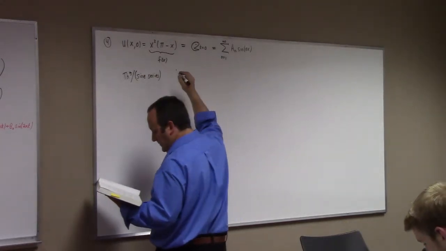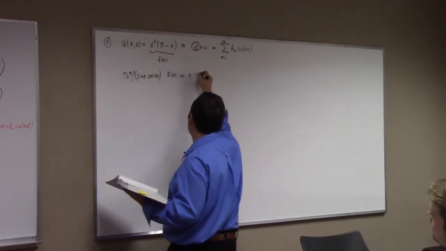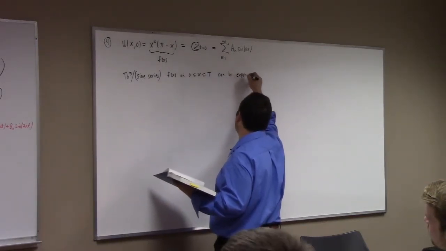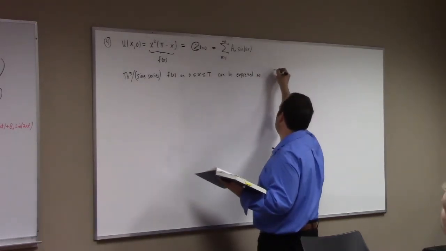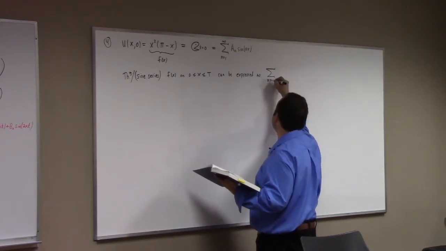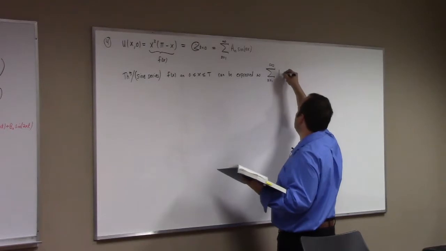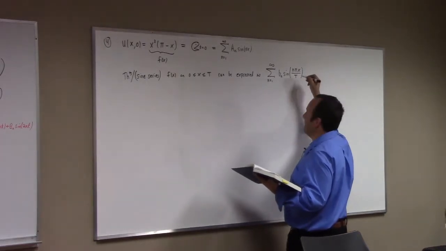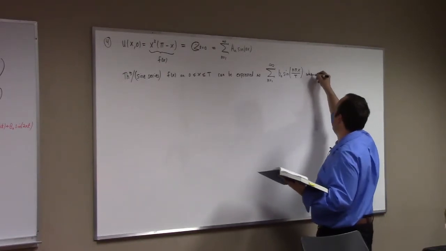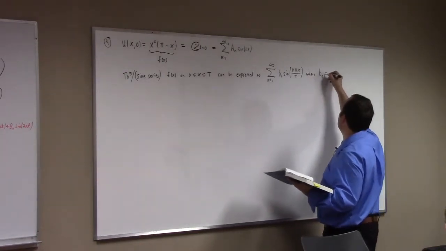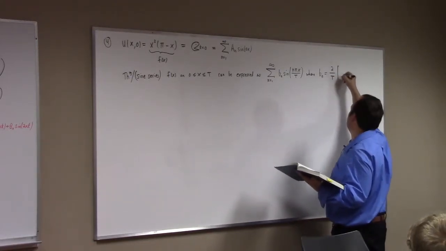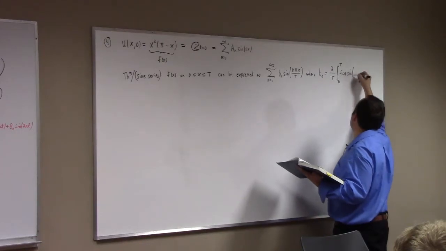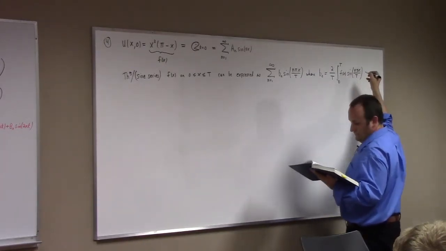What the theorem says is that f of x on 0 less than or equal to x less than or equal to T can be expressed as the sum, n equals 1 to infinity, and the notation in the book is little b sub n, sine of n pi x over T, where the Fourier coefficient b sub n is equal to 2 over T, the integral from 0 to T, f of x sine of n pi x over T dx.